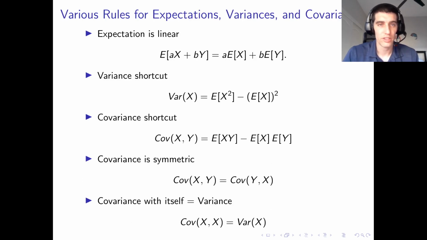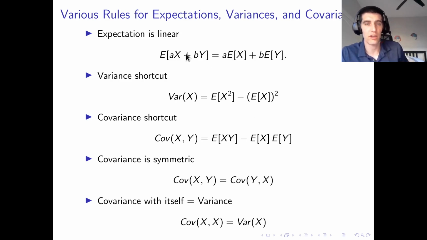So just some basic definitions there. Some facts about expectations, variances, and covariances that we're going to use frequently in this course. We've already used some of them. Expectation is linear, so you can distribute it across sums and you can pull out constants. That's what I've done here: distributed across the sum and pulled out constants.